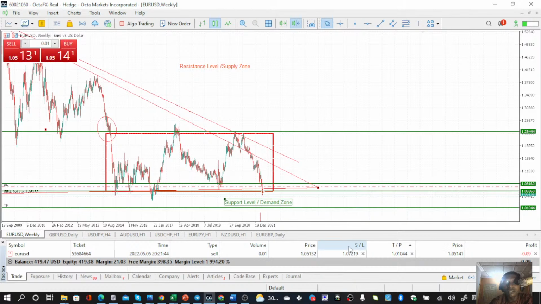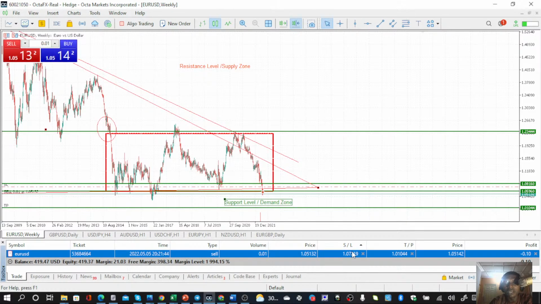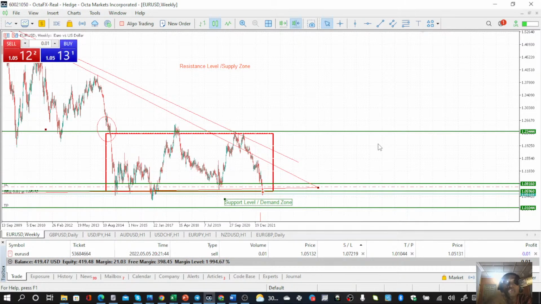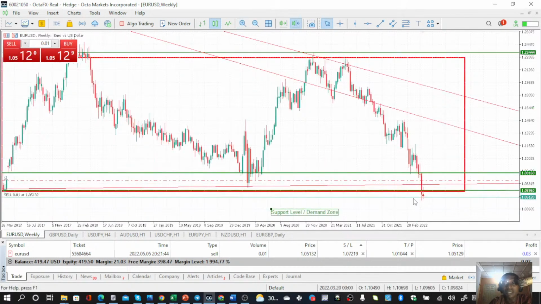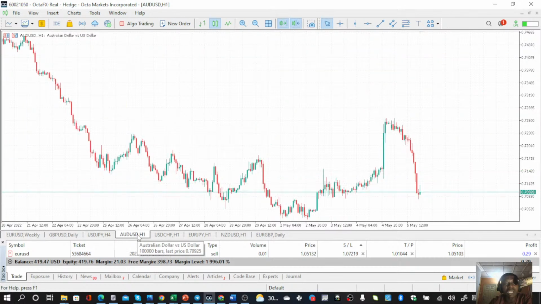Stop loss. Look at this. This is the number. Take profit, that's TP. SL, stop loss. This is the number. And we are taking a swing trade based on our analysis on this market. So let's take up another trade. Australian USD.